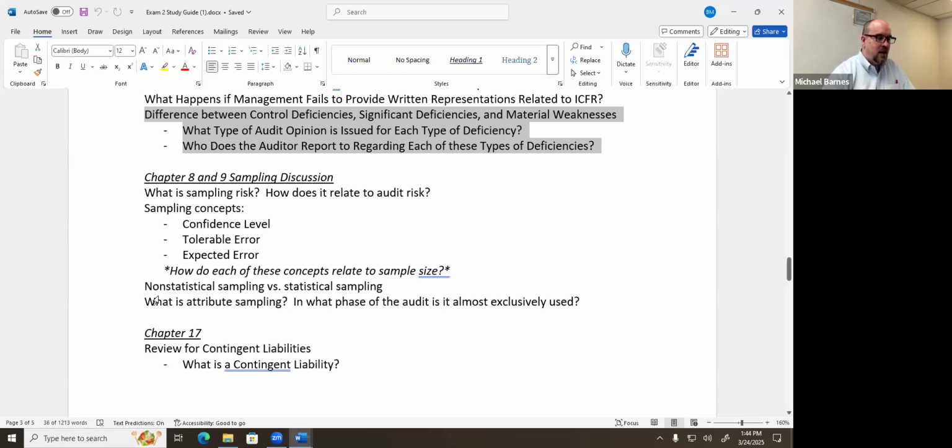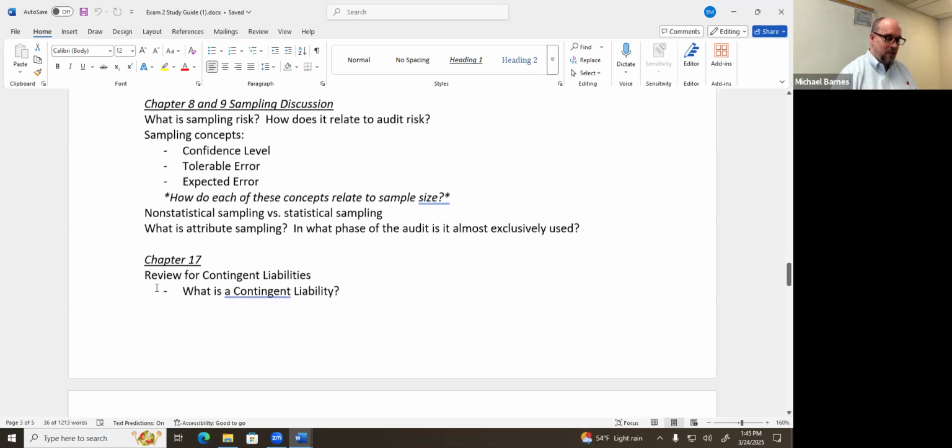Also, when we talk about attribute sampling, in what phase of the audit is it almost exclusively used? So remember, attribute sampling is answering a yes or no question. Variable sampling is trying to extrapolate a dollar value. So when I'm talking about attribute sampling, I'm looking to answer a yes or no question, such as, is the control effective? So that would mean that it's going to be test of controls, okay? Test of controls is almost exclusively where we use attribute sampling.